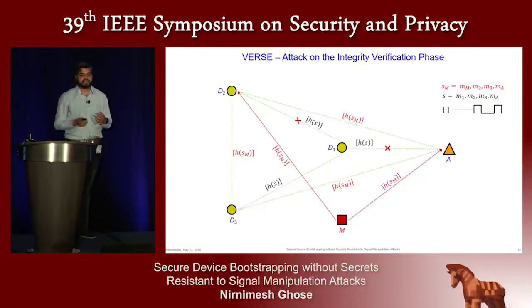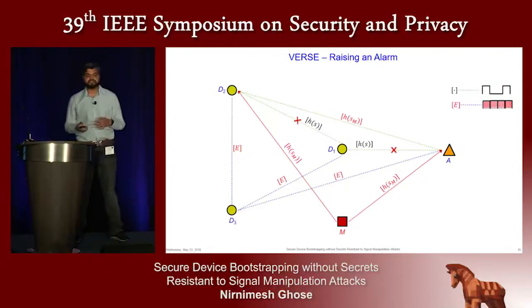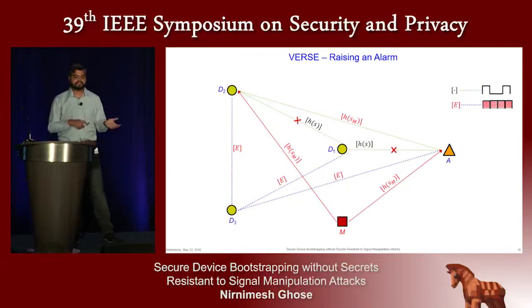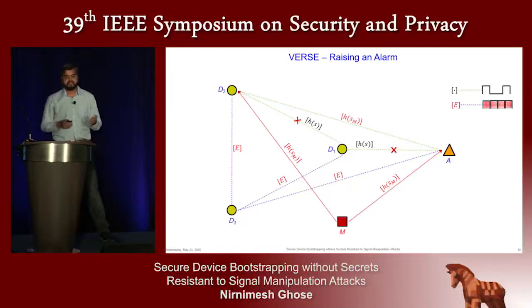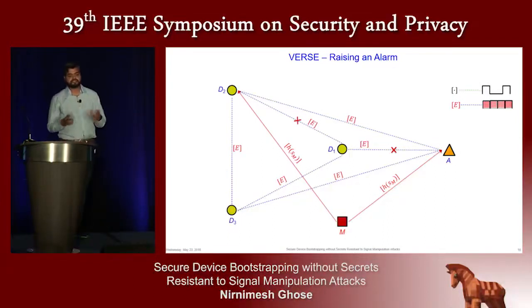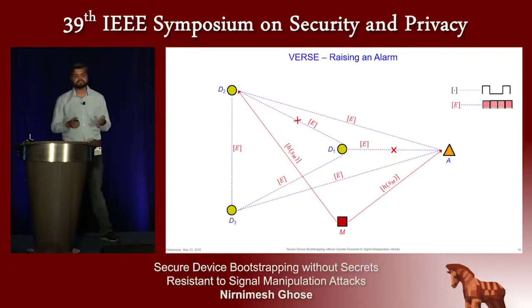After this detection, it will raise an alarm, where it will switch from transmitting the hash to transmitting all on-slots to corrupt the transmission from other devices. This will be received by D2, D1, and A, which will in sequence start transmitting this error message.